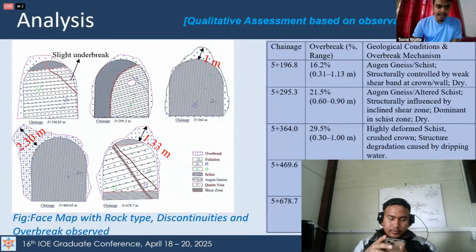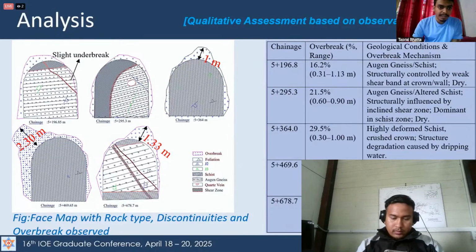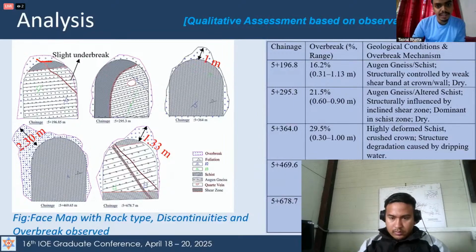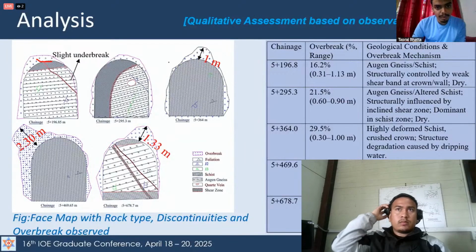For qualitative analysis, I analyzed the face maps, and what I found out is that there is slight underbreak in this part. And the most important thing that I noted is that the presence of shear band exacerbates the overbreak. As shown here, this is a shear band, and this shear band continuation is the main cause of overbreak.